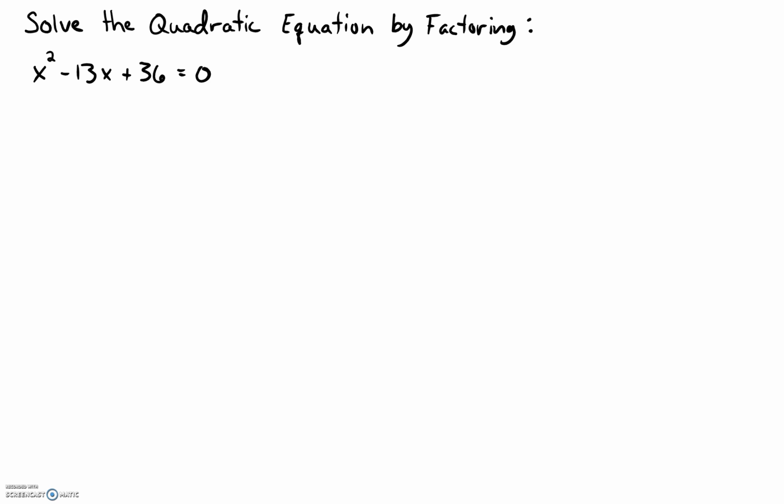So let's go with what we know. We know how to factor x squared minus 13x plus 36 because it's a trinomial, and we can look at the factors of 36 and see if any of those factors combine to give us a negative 13, and they do, a 4 and a 9.